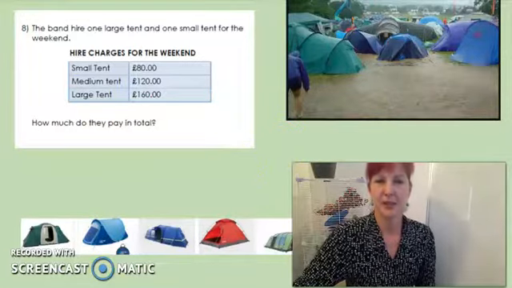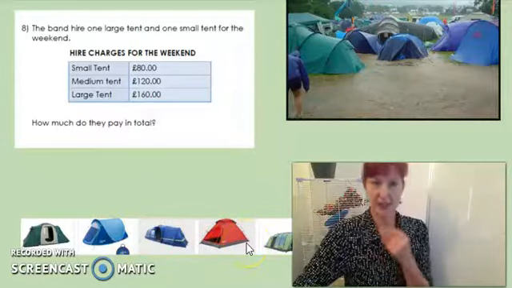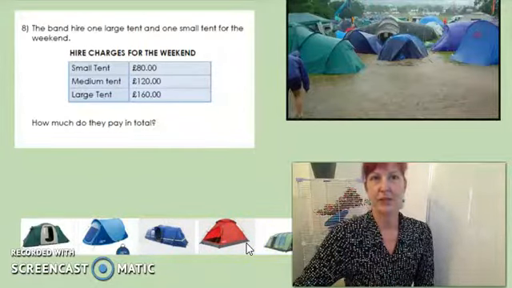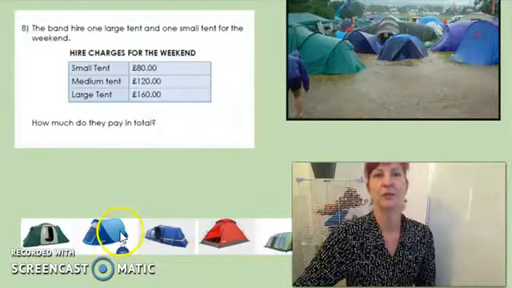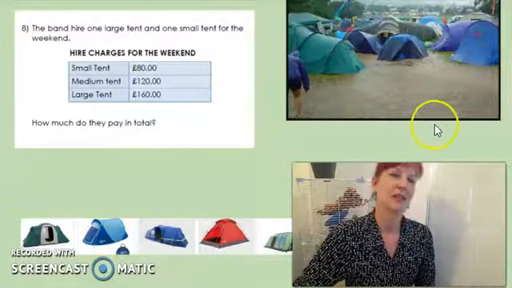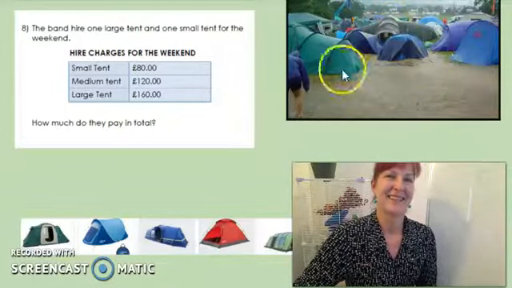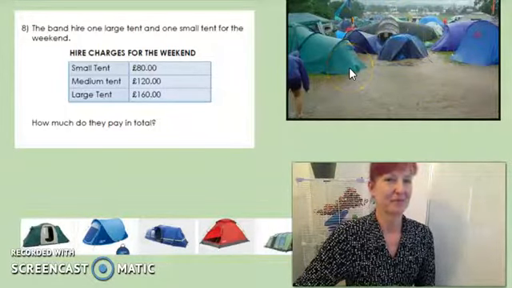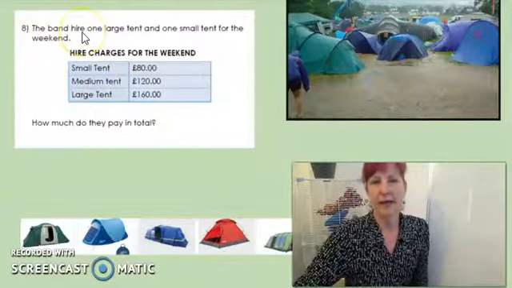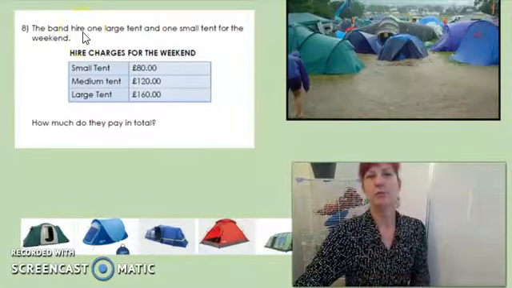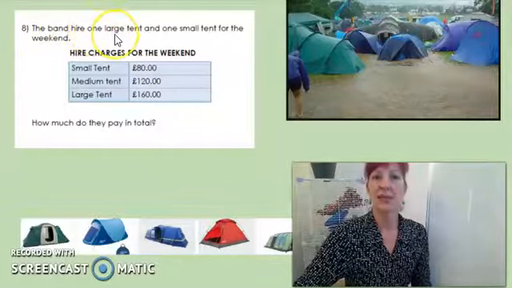Okay, next question. Got a few pictures at the bottom of tents. Tents are things that you stay in that are made out of material, which is hopefully waterproof. This picture made me laugh. Reminds me of Glastonbury. Seems to me that whenever I put my tent up, the rain likes to come.